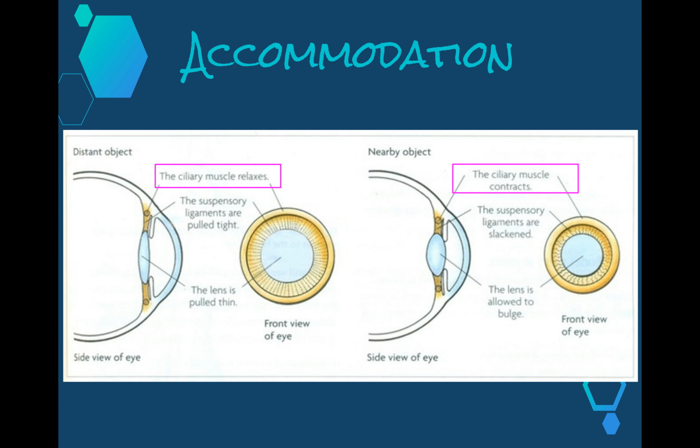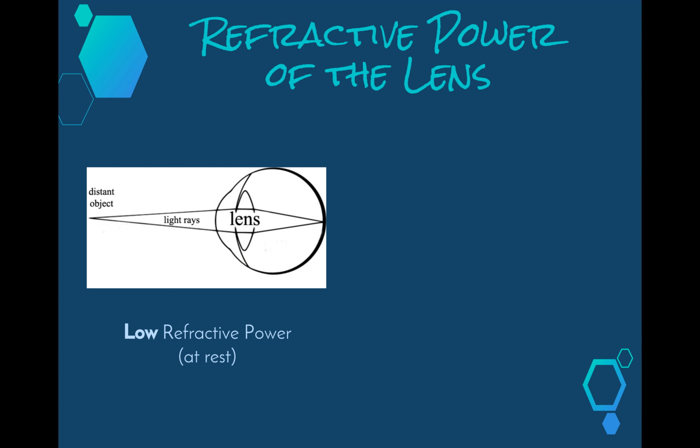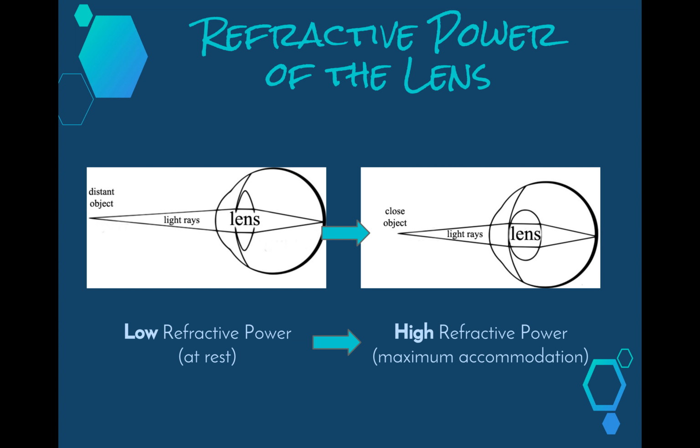Okay, so here we can see the two different types of vision that we have. So in the distant object, the ciliary muscles around the outside of the pupil relax, whereas in a nearby object, those muscles contract. Okay, this causes the suspensory ligaments to either become tightened or relax themselves as well, which causes the lens to become thicker when looking at nearby objects or thinner when looking at distant objects. So therefore, the refractive power of the lens changes from low in a flattened lens when at rest to high in a rounder lens at maximum accommodation.